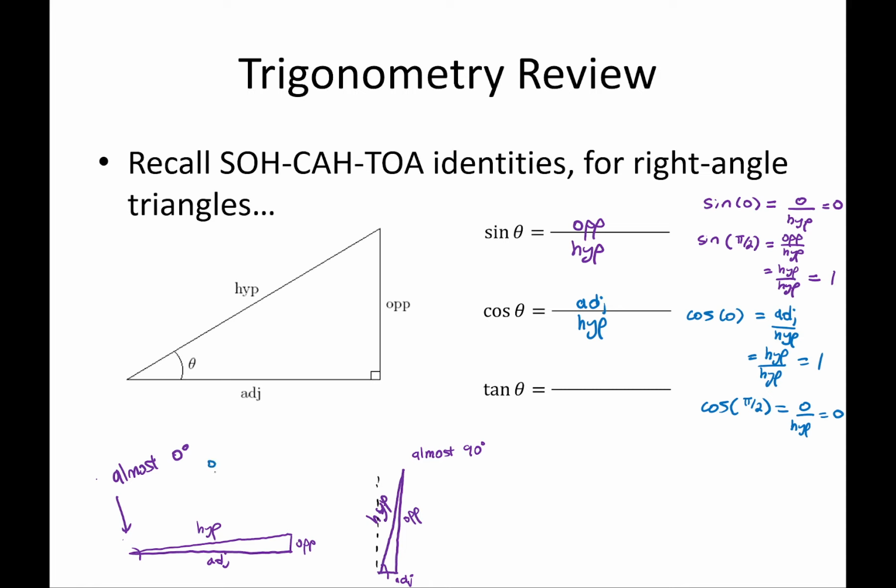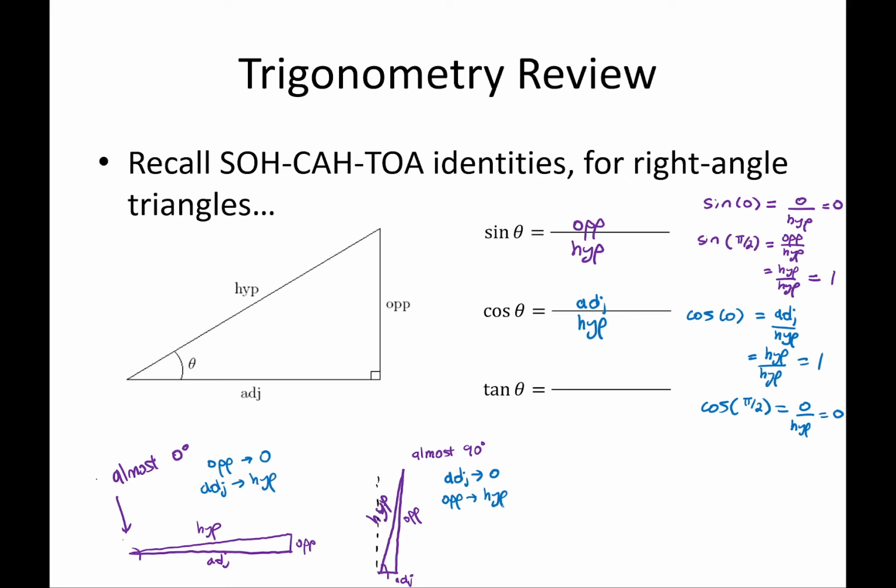So I'm just going to add some labeling here. Opposite goes to 0, and adjacent goes to hypotenuse as the angle goes to 0. And then for the other triangle, for the almost 90 degrees, the adjacent goes to 0, and the opposite is going to squish onto the hypotenuse.